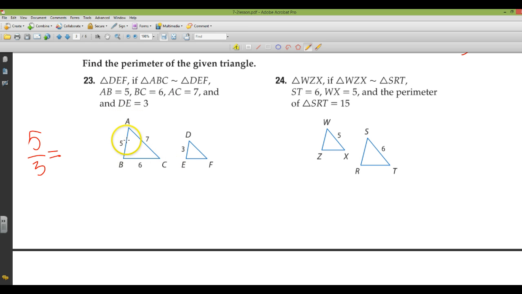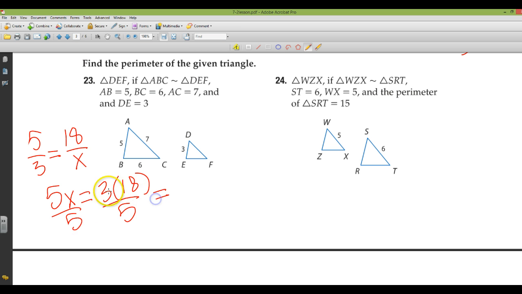So the perimeter of triangle ABC would be 5 plus 7 is 12, plus 6 is 18, is to the perimeter that we're trying to find. So we'll just call that x. Then if we cross multiply, we get 5x is equal to 3 times 18, and then we divide by 5. So 3 times 18 divided by 5 gives us 10.8 for the perimeter of triangle DEF.